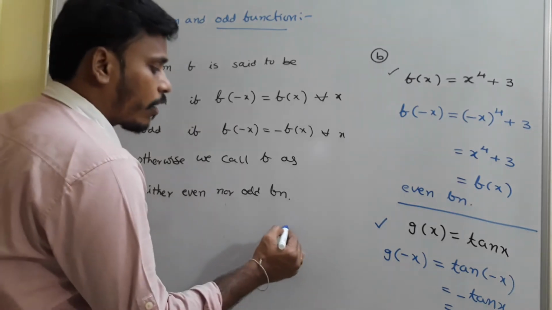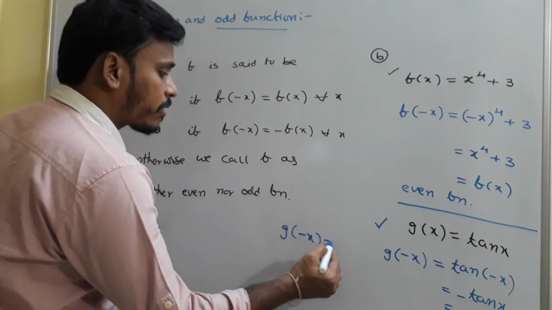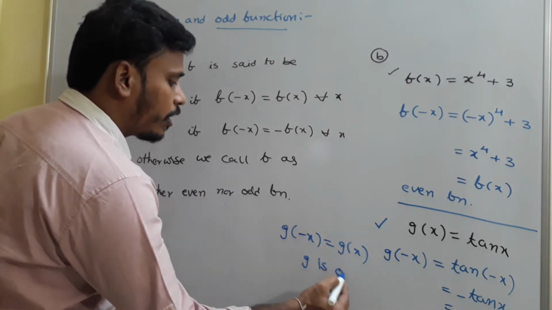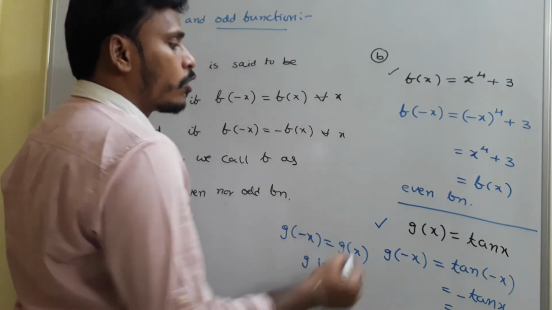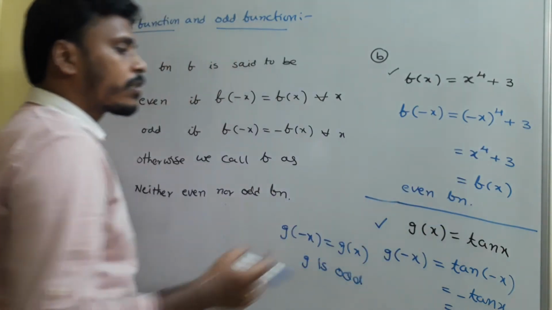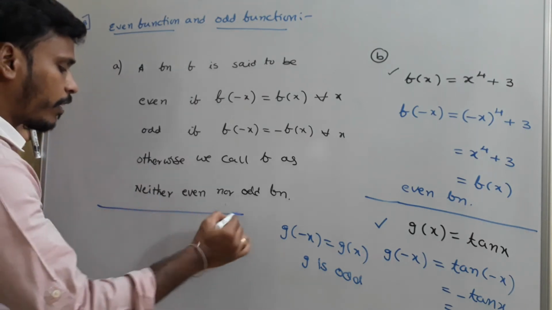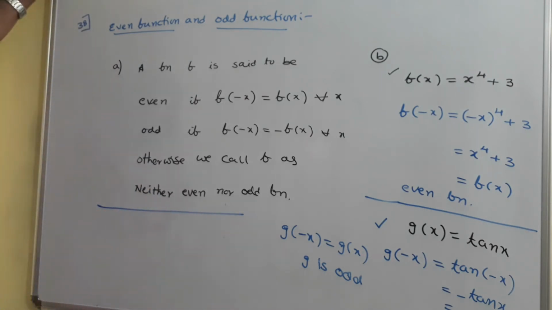Just have a look. G of minus x is equal to minus g of x. So we say that g is an odd function. So we have some even functions, some odd functions like that. Suppose you take some other function.